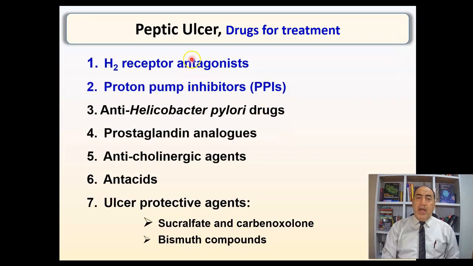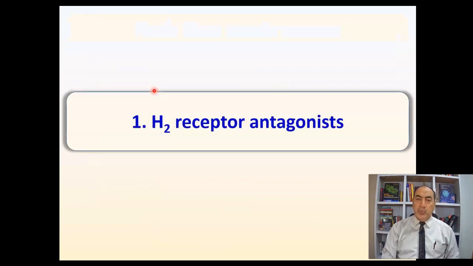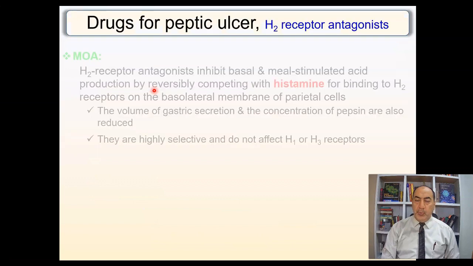Okay, so these are the classes of drugs used for treatment of peptic ulcer: H2 receptor blockers, proton pump inhibitors, anti-H. pylori drugs, prostaglandin analogs, anticholinergic agents, antacids, and ulcer protective agents. We'll talk today about these two classes, the H2 blockers and proton pump inhibitors. We'll start with the H2 receptor antagonists, also called H2 blockers.